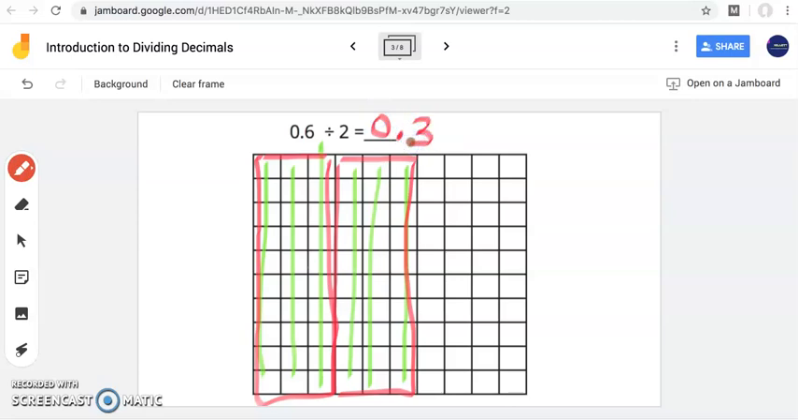Now, some of you might have seen that you have 6 pieces of a whole, or 6/10, and you took those 6 pieces and divided by 2. 6 divided by 2 is 3. However, here we don't have 3 wholes. We have 3/10 in each group. That's why my answer is 3/10.